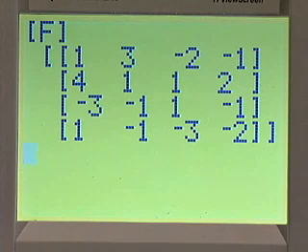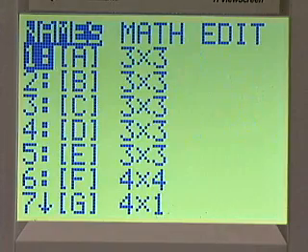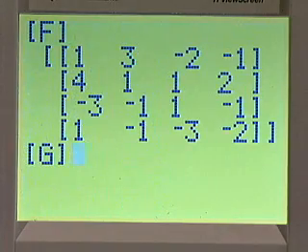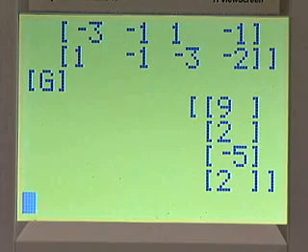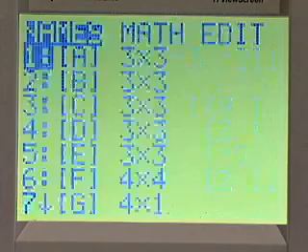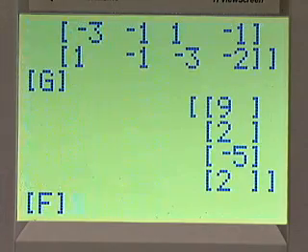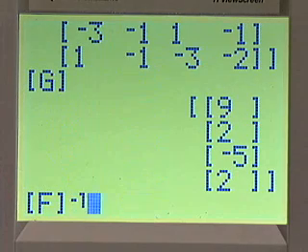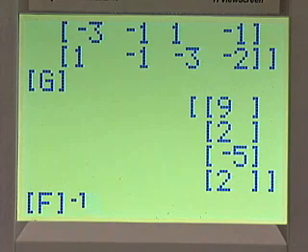Likewise, I've entered the matrix of constants in G7. Let's take a look at it. You can see that it's 9, 2, negative 5, 2. All I need to do to solve my system then is simply take matrix F, 6, inverse. Do not use your exponent key instead of this inverse key. It won't work. When you're using matrices, you may not use that exponent key that way.